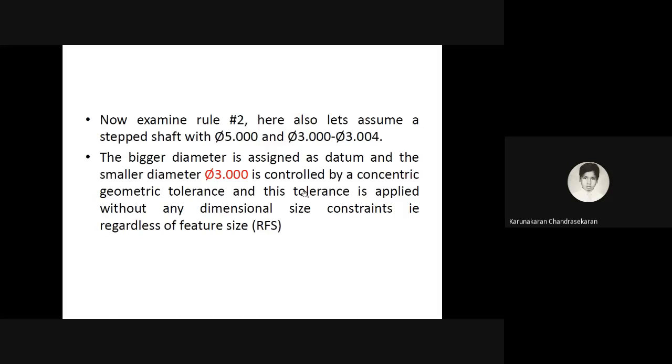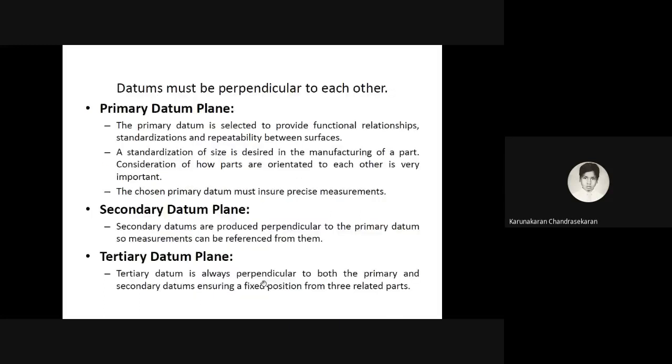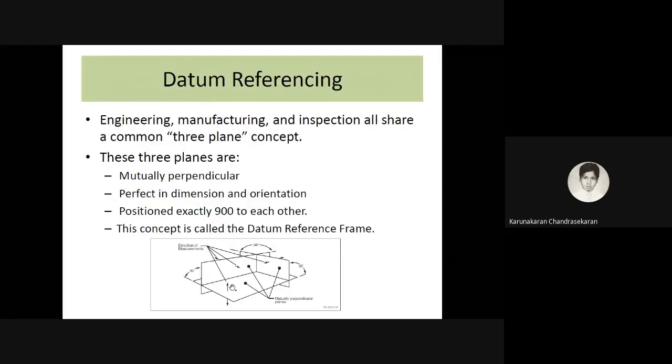Now let us go for a simple datum referencing revision, which we have already gone through. So three planes we have. The primary datum plane: when you have a component resting over here, we take three reference planes, the base plane and two side reference planes, the secondary plane and the tertiary plane. Each plane is 90 degrees to each other. There are some printing mistakes there; they are positioned exactly 90 degrees to each other. So this is called the datum referencing plane.